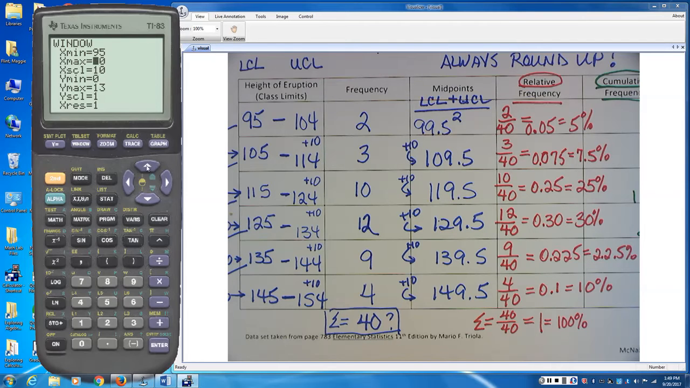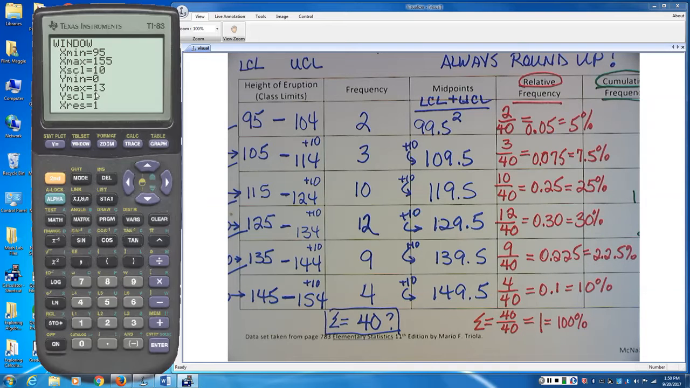Sorry, I messed up. It's supposed to be 95 for that first class width, or the first value, plus 6 times 10 for the class width. 6 bars, 10 units wide. There's your upper. Your class width is 10. The only thing you won't know is Y max.